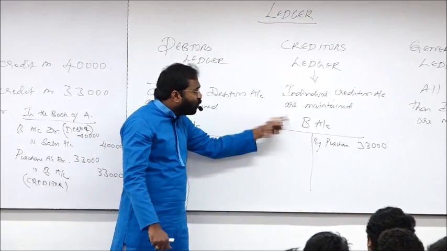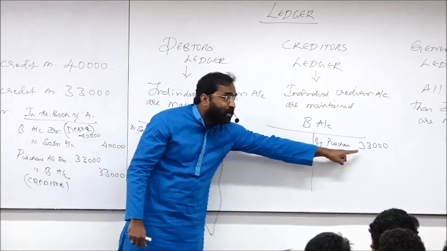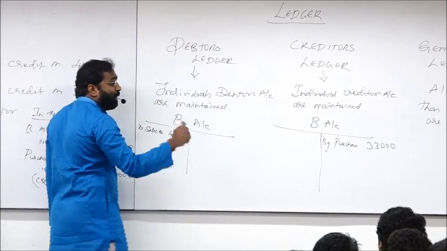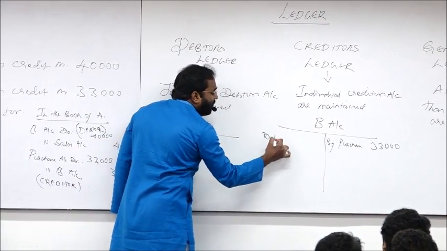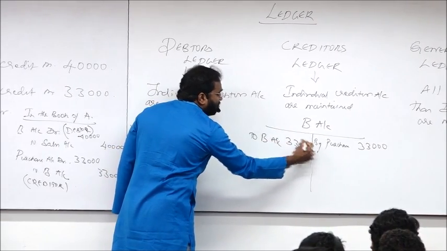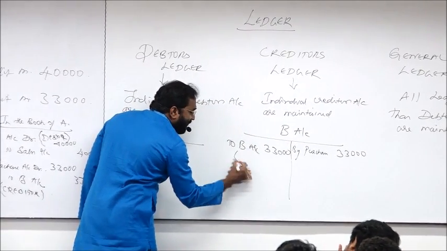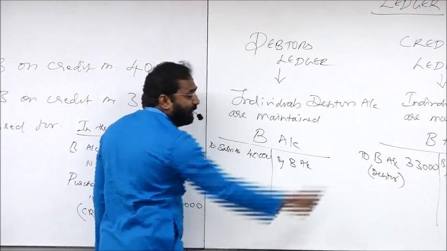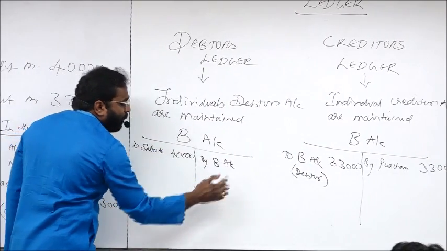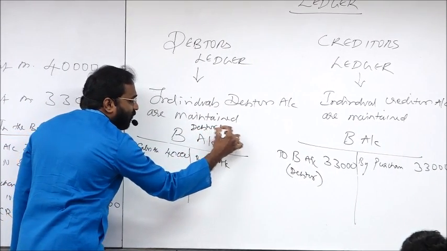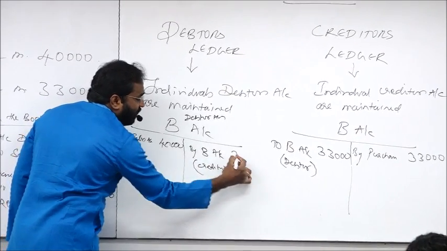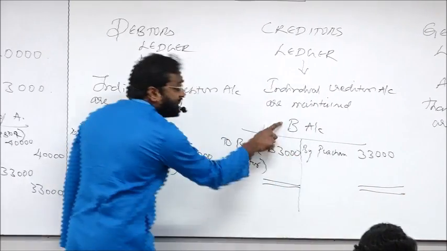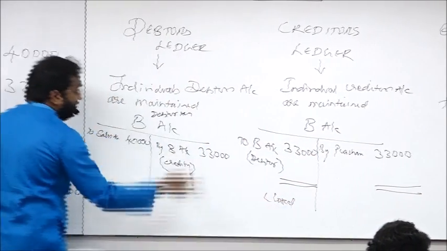Now here it is showing 40,000. If you have decided to collect only 7,000 from B, there is no need for us to have B account in the creditors ledger showing a balance of 33,000. This 33,000 will be transferred to the debtor B account by passing a transfer entry: B account debit to B account 33,000. The debit B account is the creditor account. This other B account is the debtor account, and by B account that 33,000 is transferred to this B account. By passing this transfer entry, this account is closed and that is transferred here.